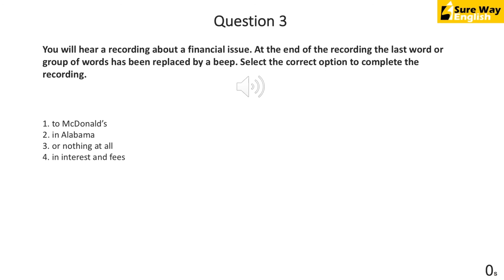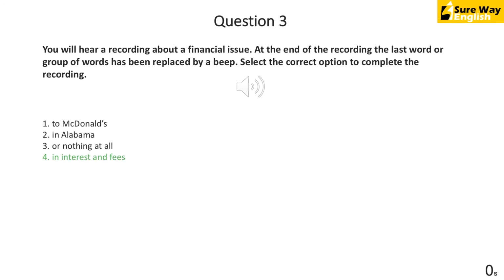All right. Few seconds to finalize your answer choice. All right. The correct option is option number four, in interest and fees.